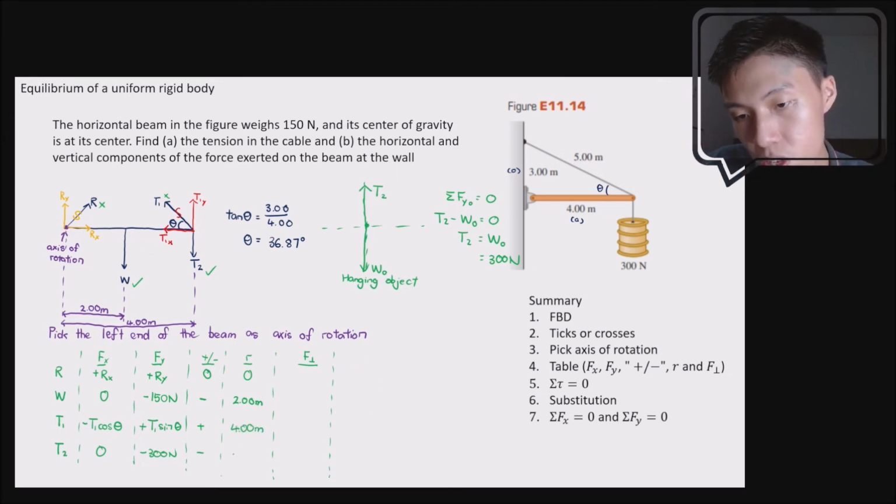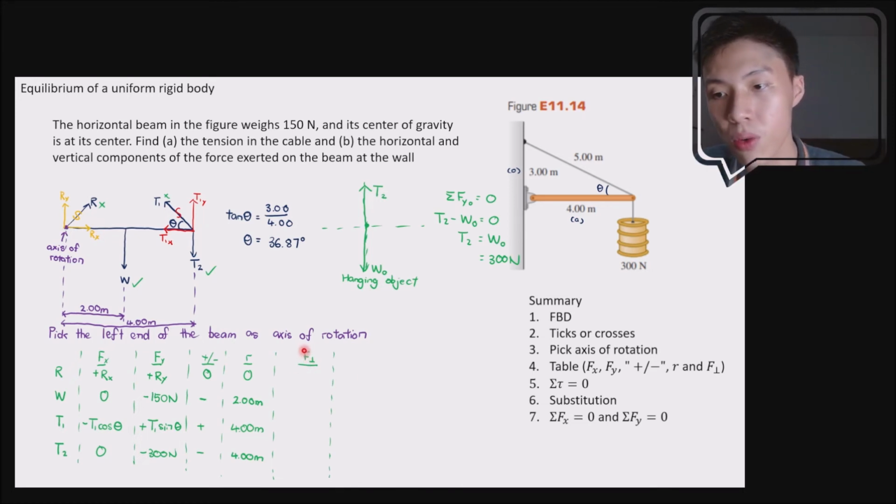And for T2, it's also 4 meters because it's exerted at the same point as T1. Both of them are exerted at this point, and this point is 4 meters away from the axis of rotation. Lastly, we move on to the perpendicular component of the force. We look at each of them one by one.